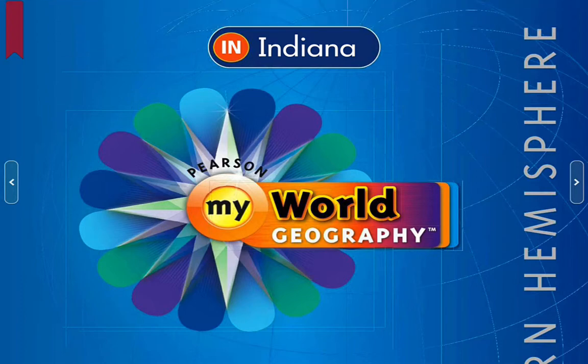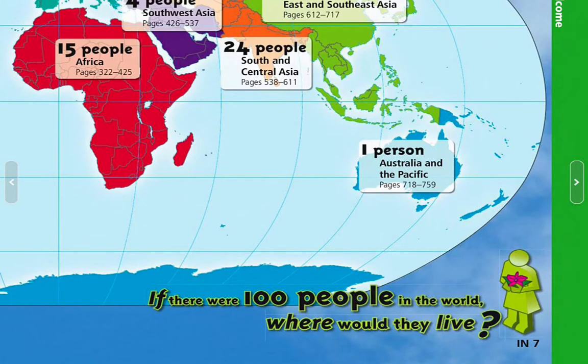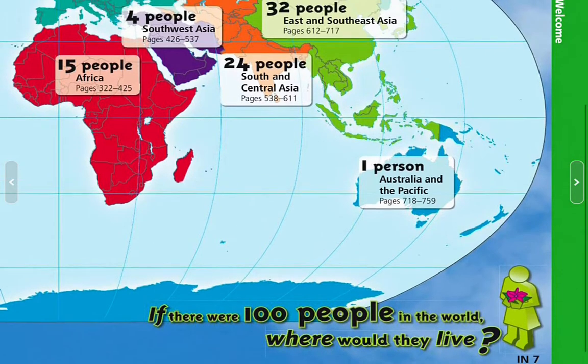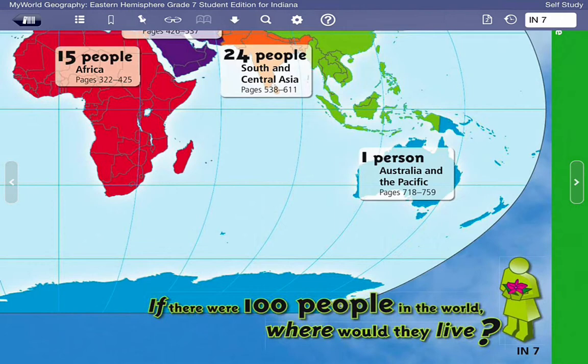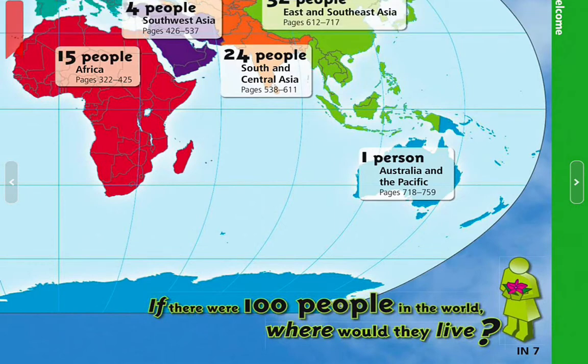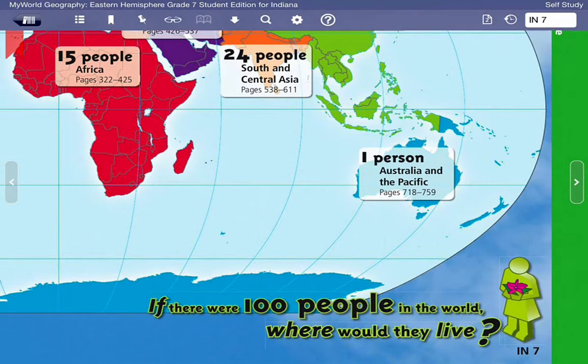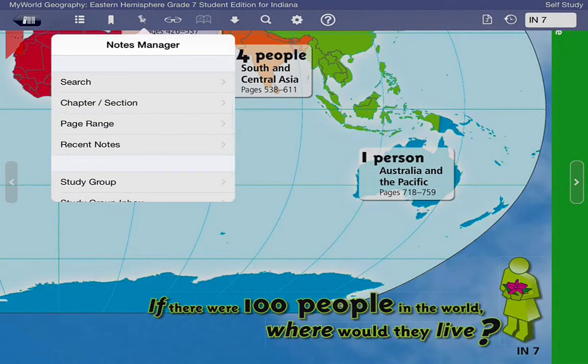So let's say, for example, I wanted to go to this page, and this page is, I think, page 7 in the textbook, and then I wanted to bookmark it. I just tap for the tools and tap the bookmark, and a little red ribbon appears in the upper left-hand corner, and I've just bookmarked that page. The push pin is for managing the notes.